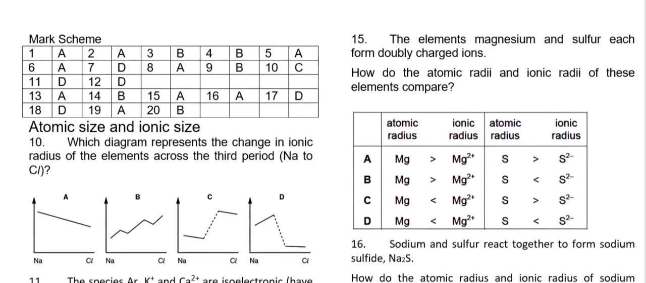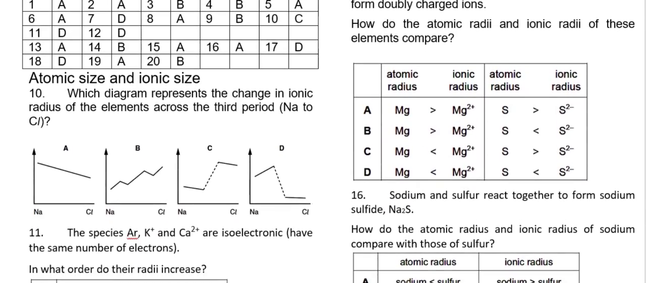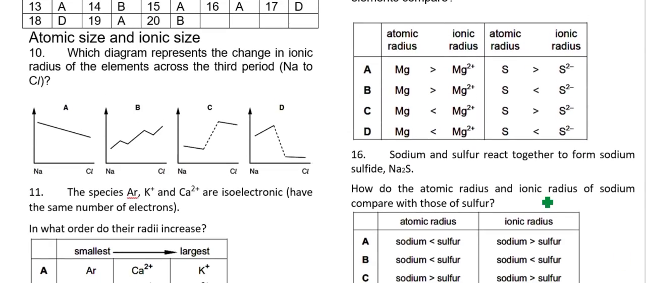Second part is related to the atomic size and ionic radius, and the first question is very simple. It asks which diagram represents the change in ionic radius of elements across the third period. We know that when we move across the period, the size of the atom decreases, but I'm talking about the atom. These are not atoms, these are ions.